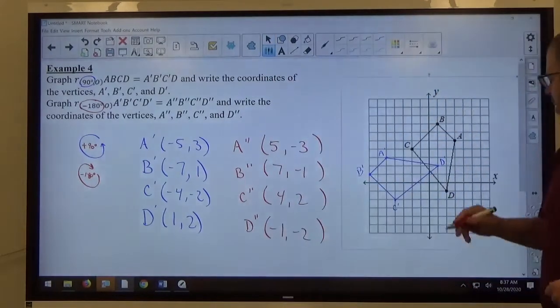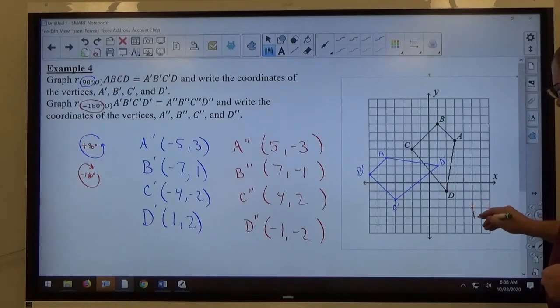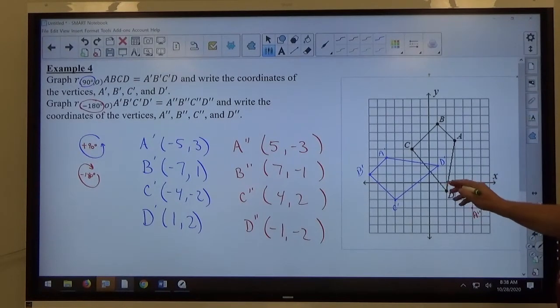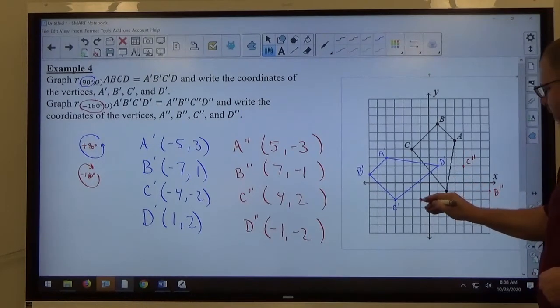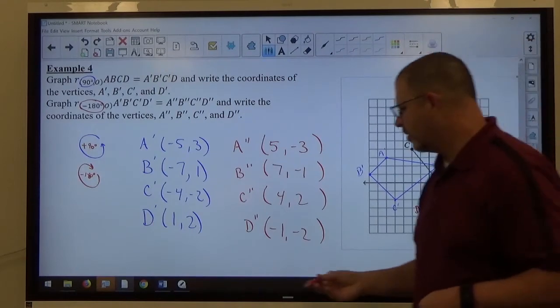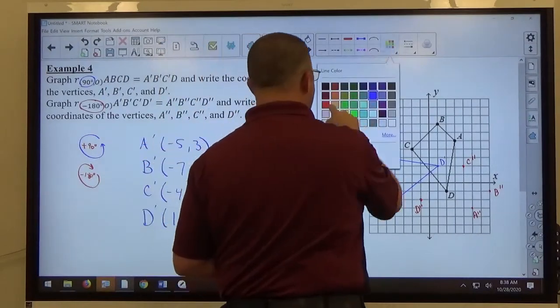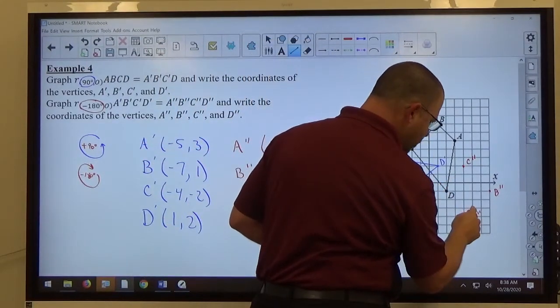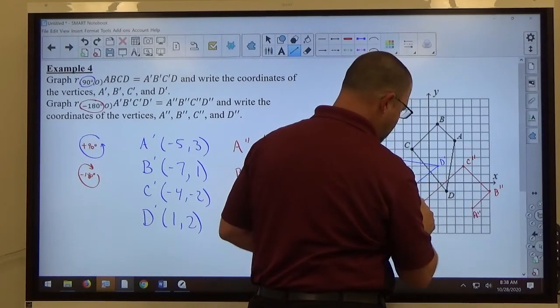So A double prime is at 5, negative 3: 1, 2, 3, 4, 5, negative 3. That's A double prime. B double prime, 7, negative 1: 1, 2, 3, 4, 5, 6, 7, negative 1. C double prime is at 4, 2: 1, 2, 3, 4, then 1, 2. There's C double prime. And finally, D double prime is negative 1, negative 2. That's right there. Again, I'm identifying the points as I write them down. I don't just put dots, I actually label them. And then I connect the dots with nice lines, with a ruler for you. I'm using a straight line drawing tool up here. So B to C, C to D, and D back to A.